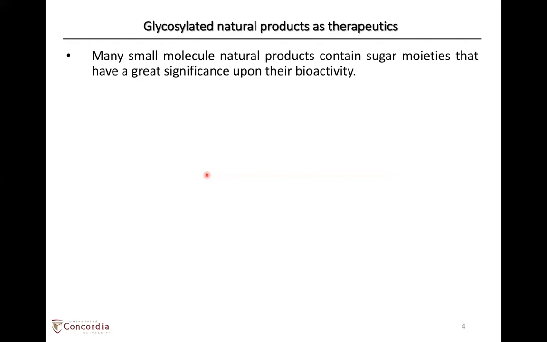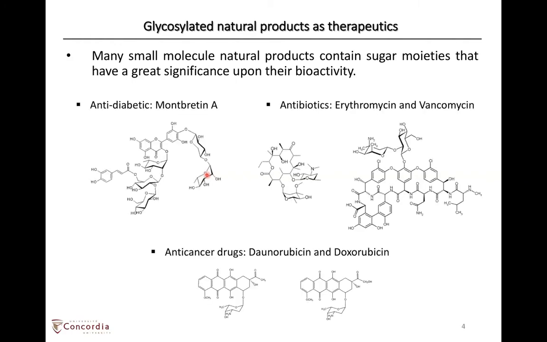Many small molecule natural products are decorated with one or more sugar moieties, and they have a great effect on their biological activity. We are interested in these glycosylated small molecules because they show therapeutic importance. Examples include montbretin, a potent antidiabetic, antibiotics such as erythromycin and vancomycin, and anti-cancer drugs such as Daunorubicin and its derivatives. As you all can see, these molecules are highly diverse in structure and biological activity. And out of these molecules, we are interested in anthracyclines.